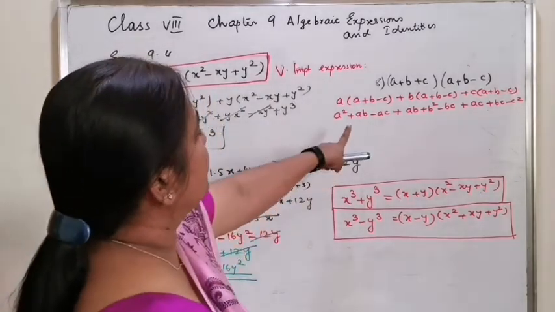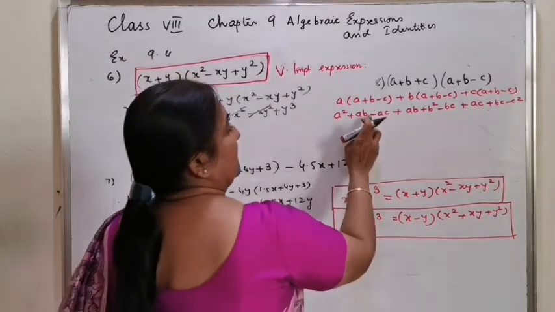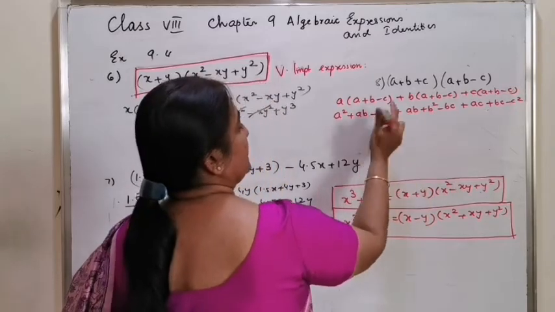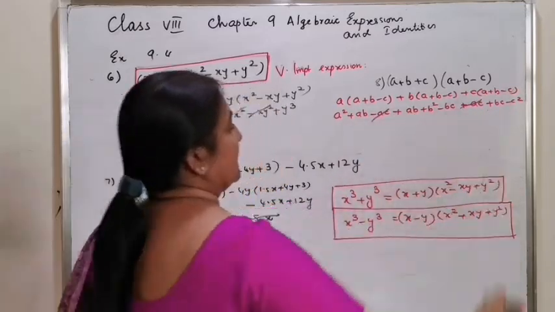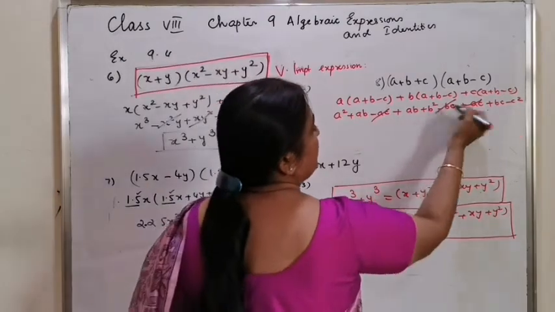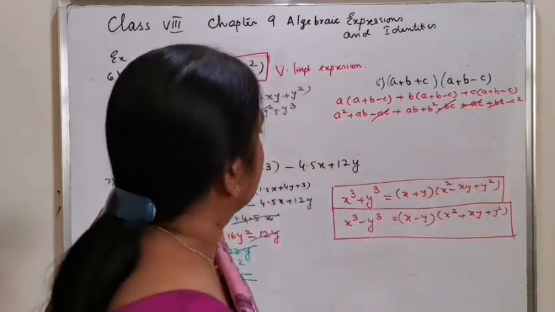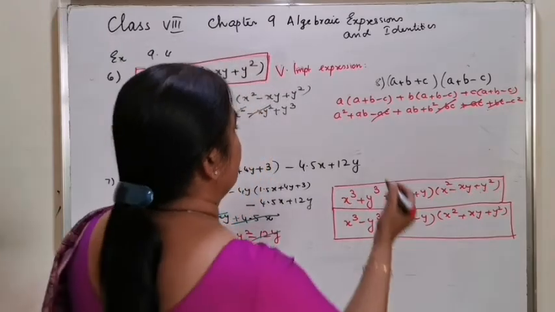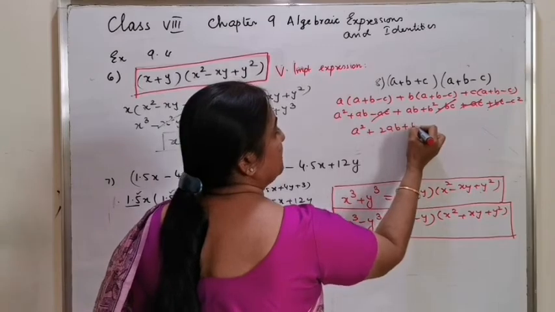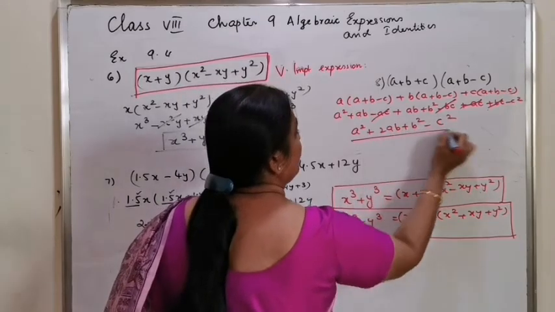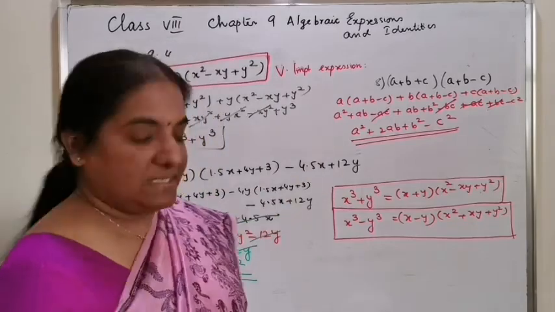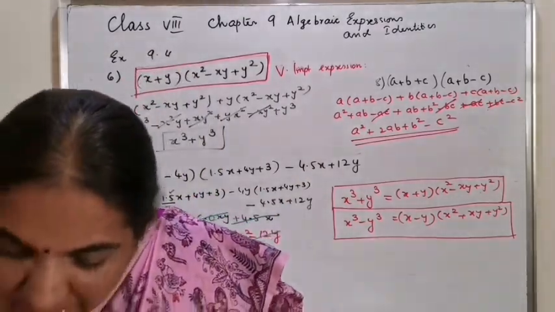Now the terms which are getting cancelled: positive ab is not getting cancelled, minus ac and plus ac get cancelled. Then what about the bc term? Minus bc and plus bc are getting cancelled. So what is the final answer? It is a square plus 2ab plus b square minus c square. So these are the answers till question number 8.